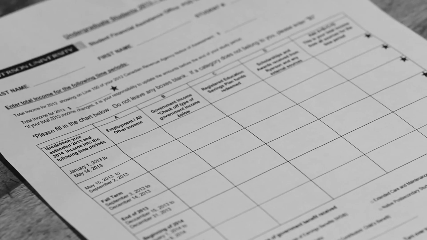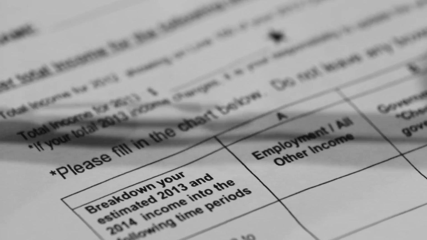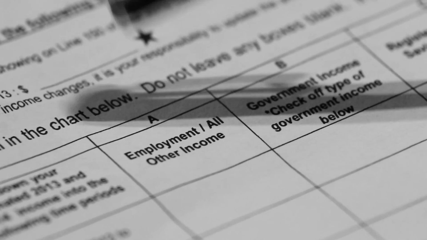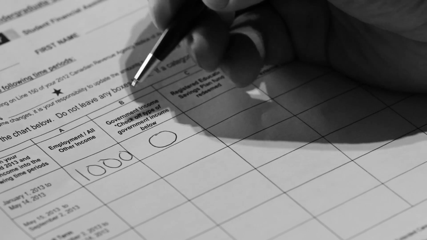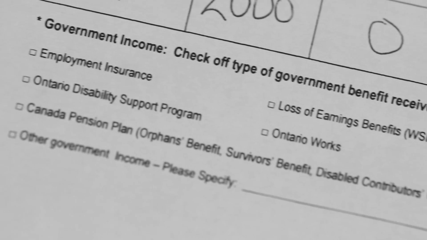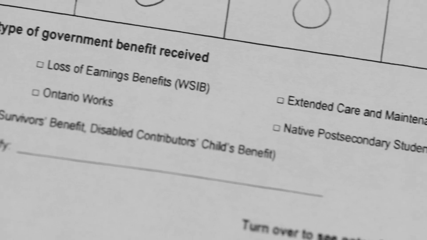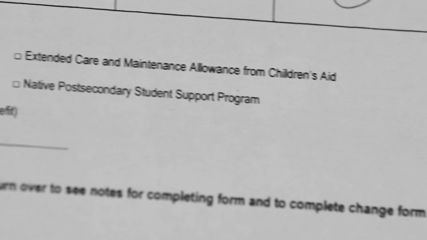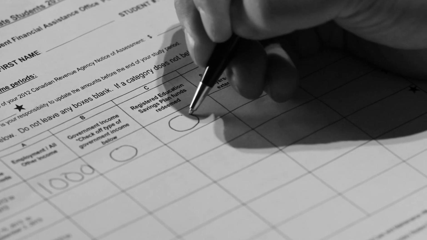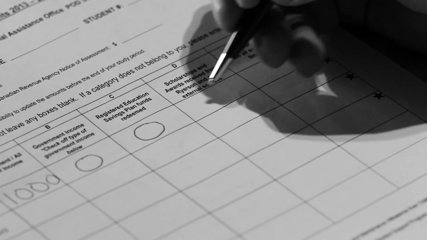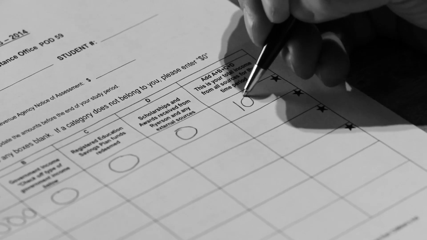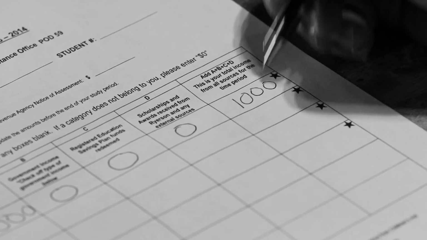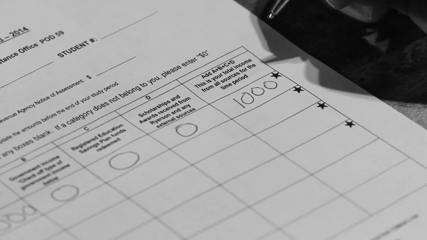When you're filling out the form, simply input the figures onto the form accordingly. Under employment income, you would report your employment income. If you're in receipt of government income, you would write in the amount of government income you're in receipt of, as well as indicating which type of government funding you're receiving. If you have withdrawn any RESPs for the current academic year, you would also input that information as well. If you have received any scholarships or awards, you would write them on the sheet accordingly, and then simply add up the totals on the right-hand side of the page.